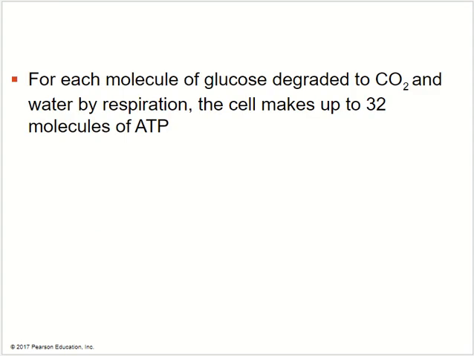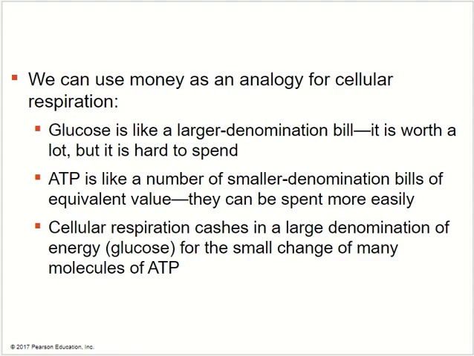For each molecule of glucose degraded to carbon dioxide and water by respiration, the cell makes up to 32 molecules of ATP. There is a range depending on whether we are looking at it biochemically or through molecular biology. So you may see different numbers in the amount of ATP depending on which future course you eventually take. But here it's okay to know that up to 32 is usually within reason.